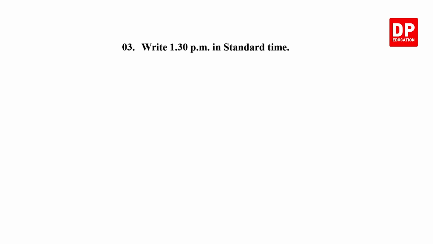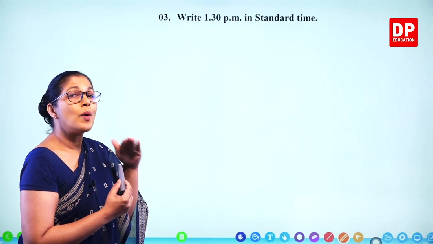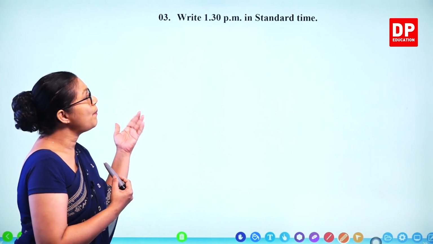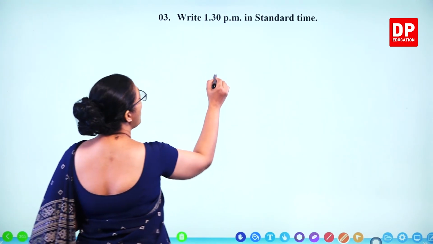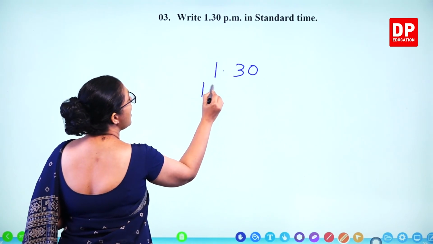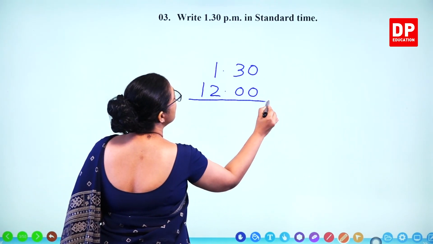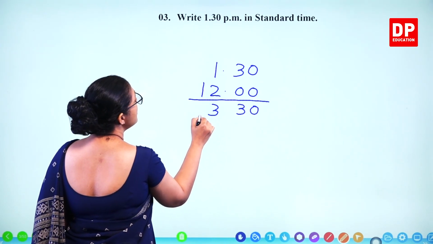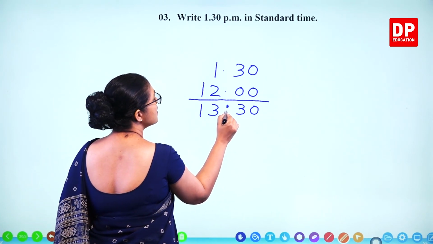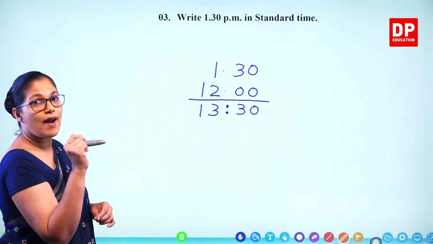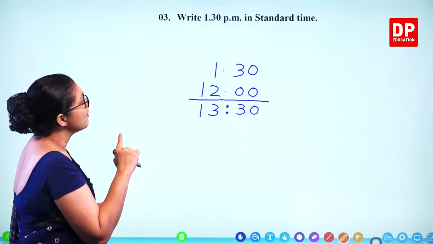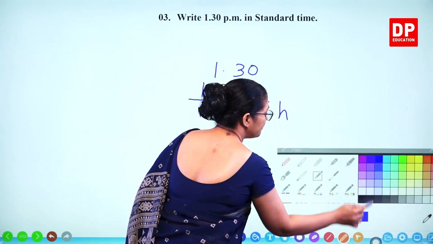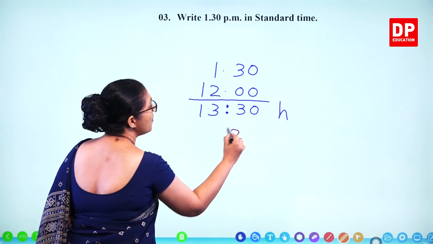Write 1:30 p.m. in standard time. So after 12 noon, you have to add 12 to each one. So this is 1:30 p.m. after 12 noon. So 1:30 and add 12 to that. That's how we write down in standard time. 13:30 hours. So we put a colon there. When you are writing in standard form, we write a colon. 13:30 hours. 2 marks.